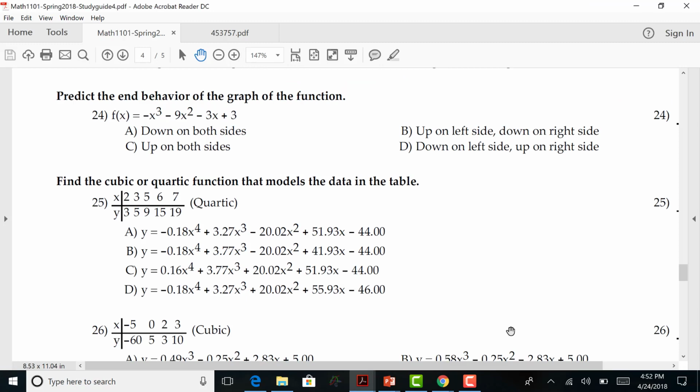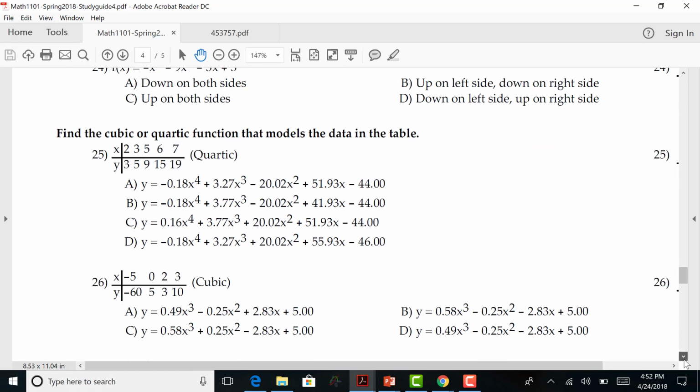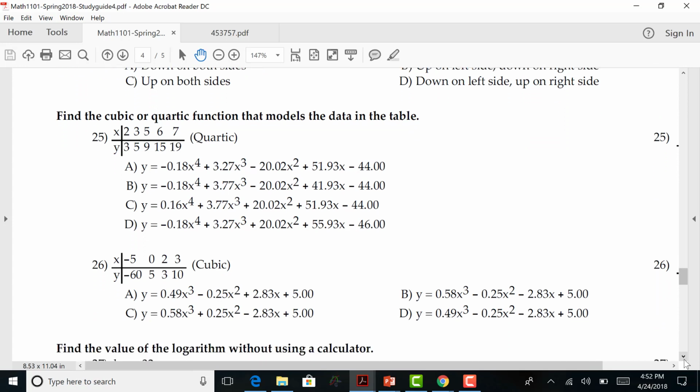Alrighty? The next one wants you to do what? Same thing, only this time what are you going to change your degree to? Change your degree to a 3 and pick the right equation.